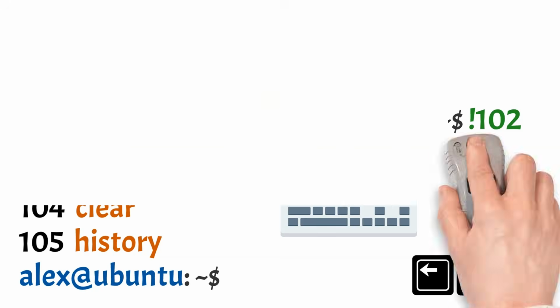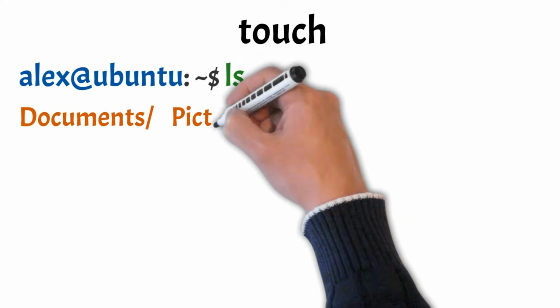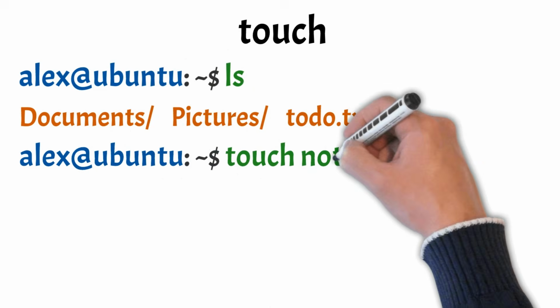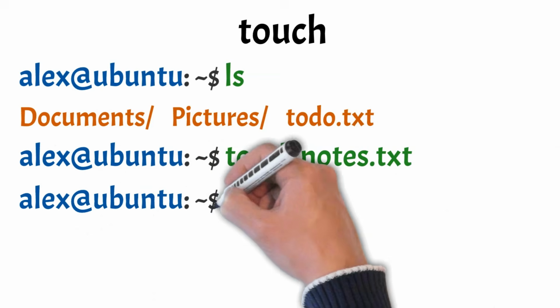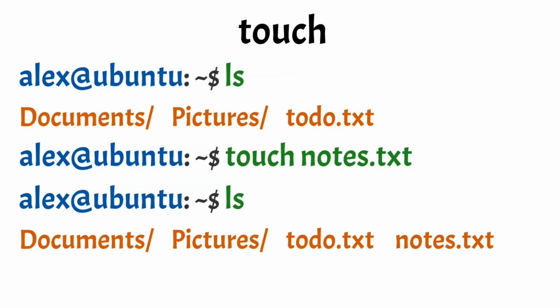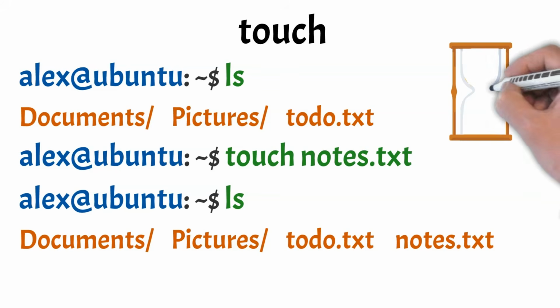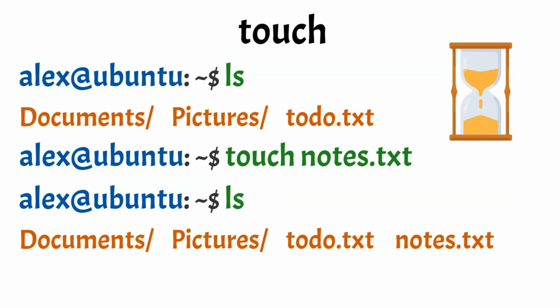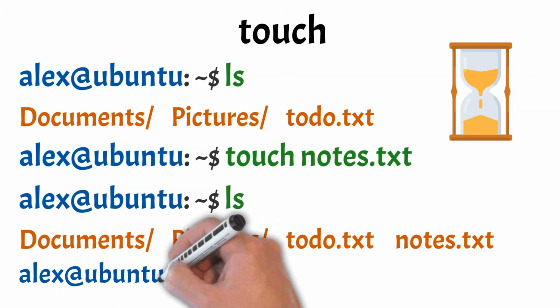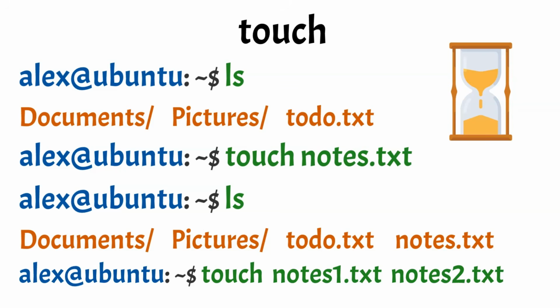Now let's talk about creating and editing files and folders. The touch command is the simplest way to create a new, empty file. For example, running touch notes.txt instantly creates a blank file named notes.txt in your current directory. If the file already exists, touch simply updates its last modified time without changing its contents. It's especially useful when setting up files to edit later or when writing scripts that need to check if a file exists. You can even create multiple files at once using a single command.